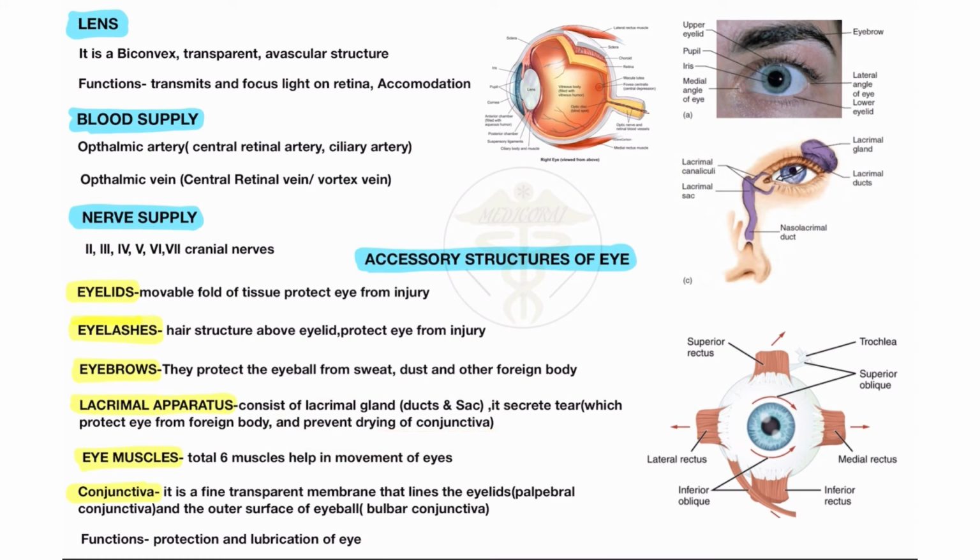The last accessory structure of the eye is the eye muscles. They are very important because they help in the movement of the eye. When you move the eyeball here and there, it is due to the muscles present in our eye. There are a total of 6 muscles: 4 rectus muscles and 2 oblique muscles. The 4 rectus muscles are the superior rectus, inferior rectus, medial rectus and lateral rectus in both eyes.